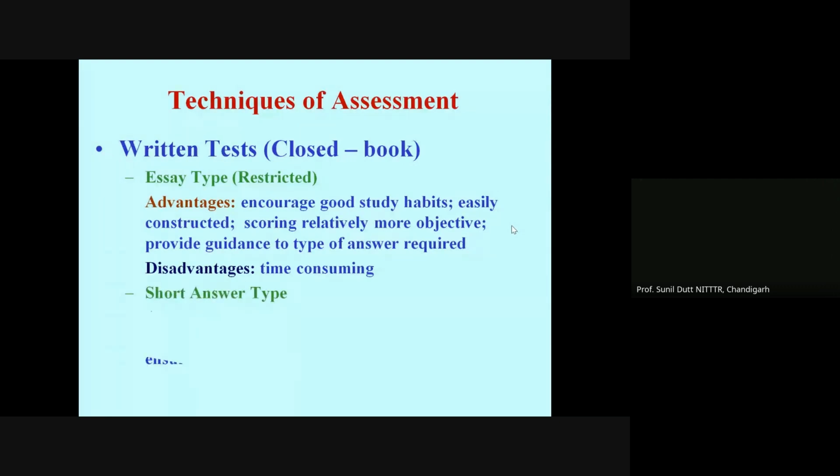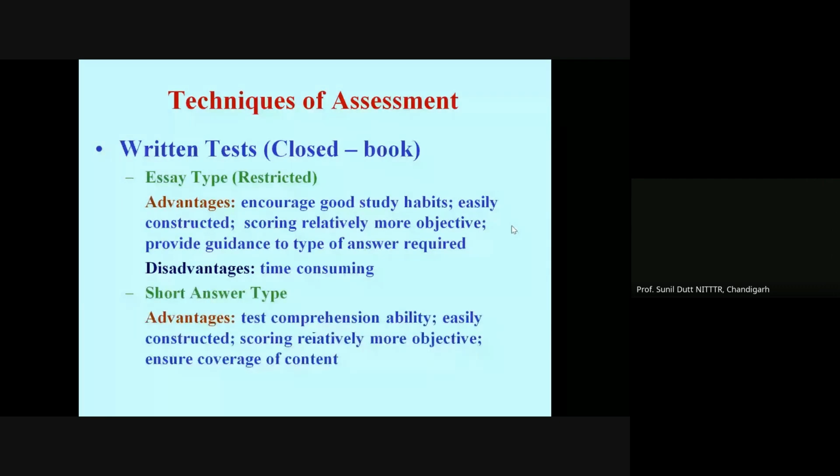Now, short answer type. Short answer type questions, for example: what is the relationship between molecular weight and vapor density? Name one sulfide ore of copper. 8 is what percentage of 64? State Newton's third law of motion.